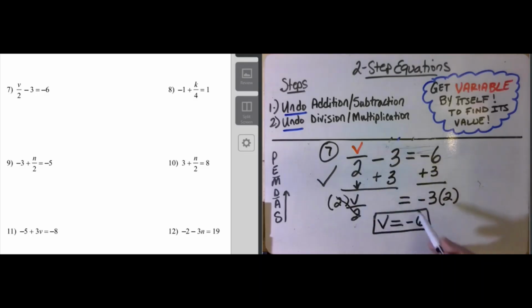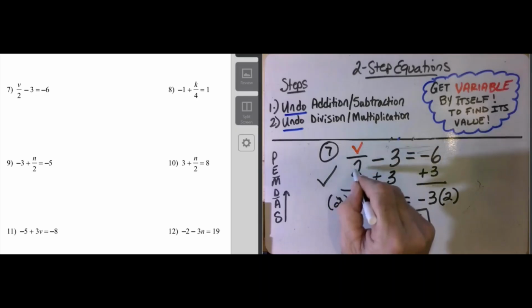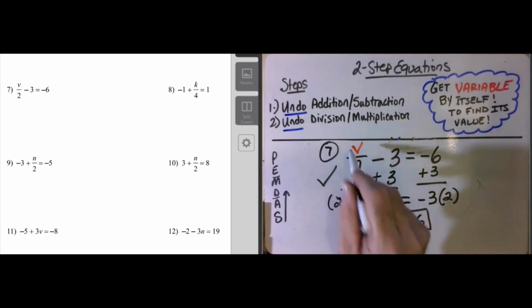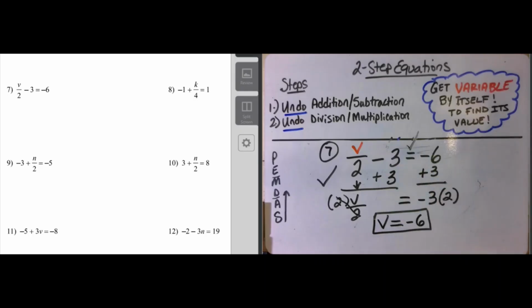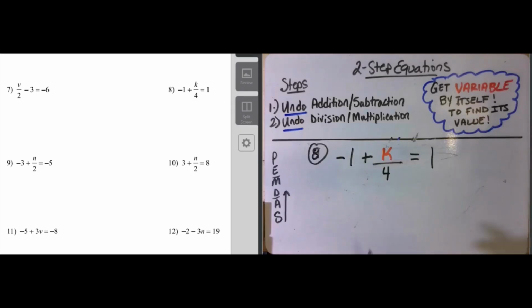Let's plug that in. Negative 6 divided by 2 is negative 3. Negative 3 minus 3 is a negative 6. Negative 6 does equal a negative 6. So we know we're correct. Let's move on to number 7. Move on to number 8.